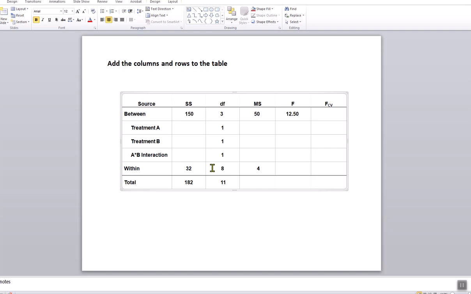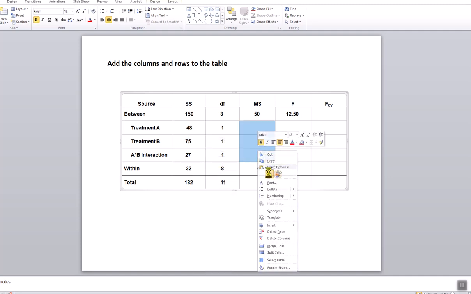Treatment A goes here. That was 48. Treatment B sum of squares was 75. And the AB interaction is what's left over after you take these two numbers out of 150, and that is 27. Now moving this way, well, we can just copy and paste these. How about that?